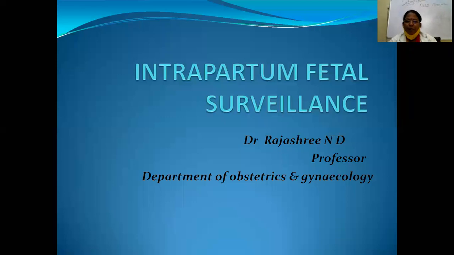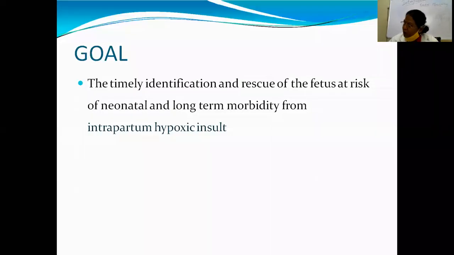We have discussed antenatal fetal monitoring in the previous class. So now in this class, we are going to discuss intrapartum fetal monitoring or intrapartum fetal surveillance. So what is intrapartum? Antenatal means before the patient goes into labor. Intrapartum, the patient has already started with the labor pains. Then we need to see how the baby is behaving when the contractions have started.